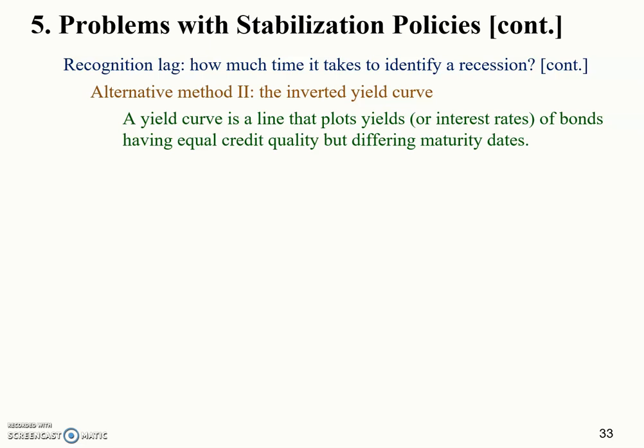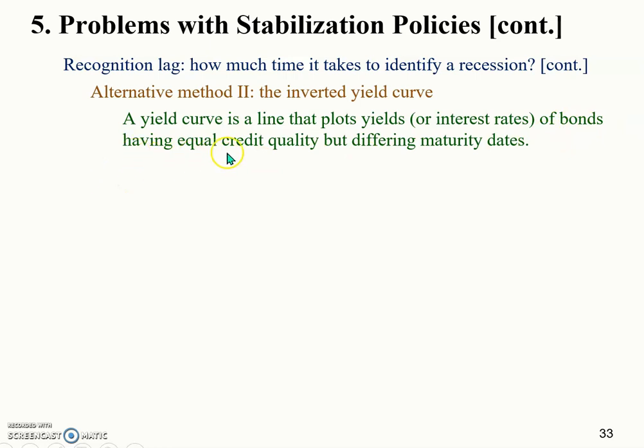Now, to understand how this works, we have to explain what a yield curve is. A yield curve is a line that plots yields or interest rates of bonds having equal credit quality but differing maturity dates. The yield curve obviously is a finance term, so there is some jargon we need to clear up. The first one is yields. Yields, loosely speaking, mean interest rates. Oftentimes people just refer to the interest rates.